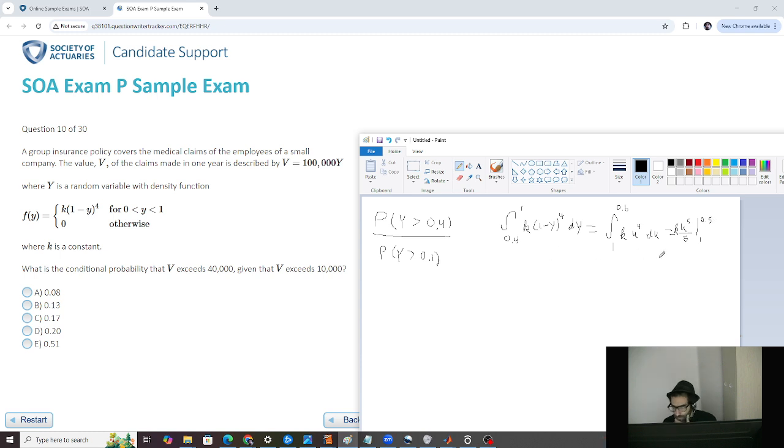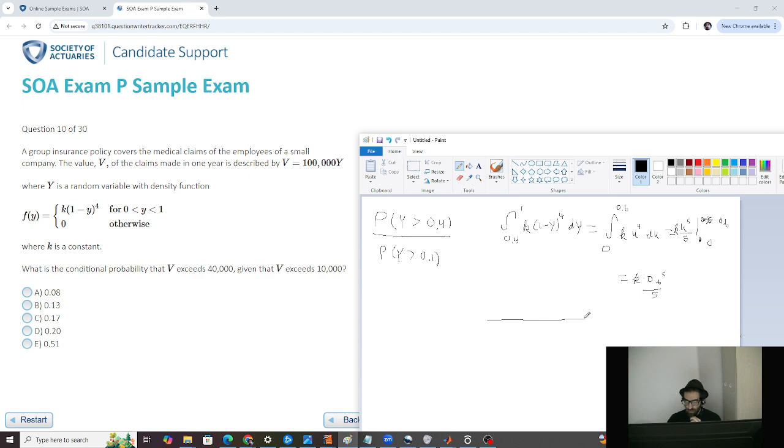What don't I like about this? Why does it look like I'm getting a negative here? Hold on. u equals 1 minus y. Oh, because that lower bound should be a 0. Blech. 0.6 to 0. So that is going to equal k times 0.6 to the 5th over 5.